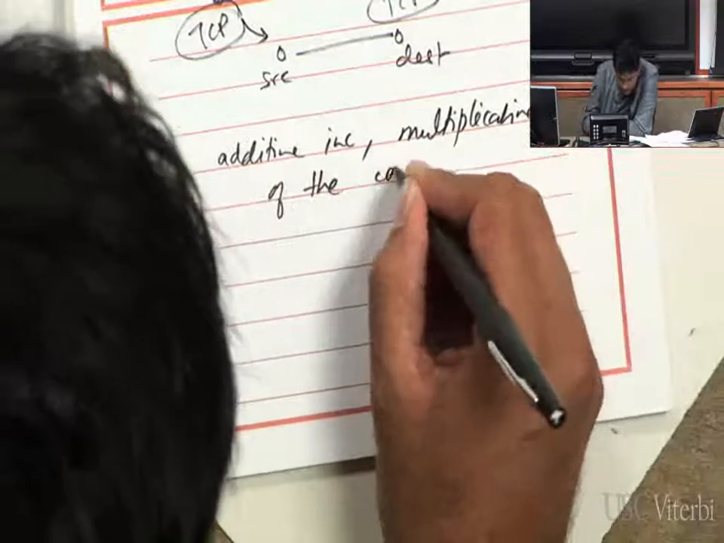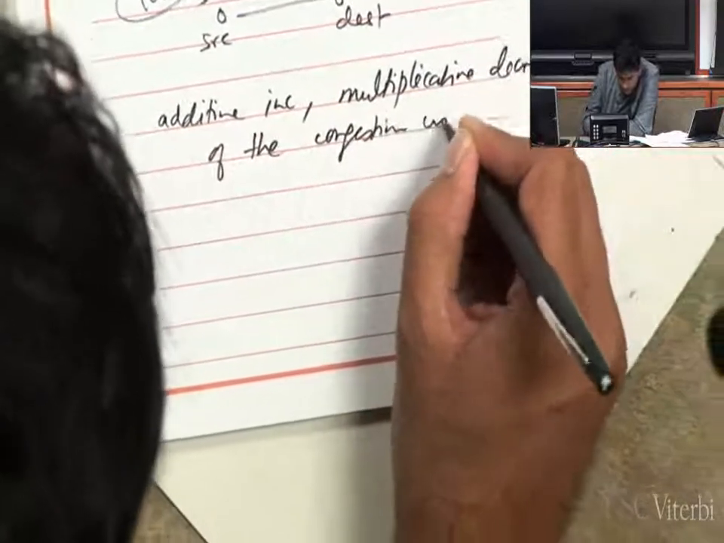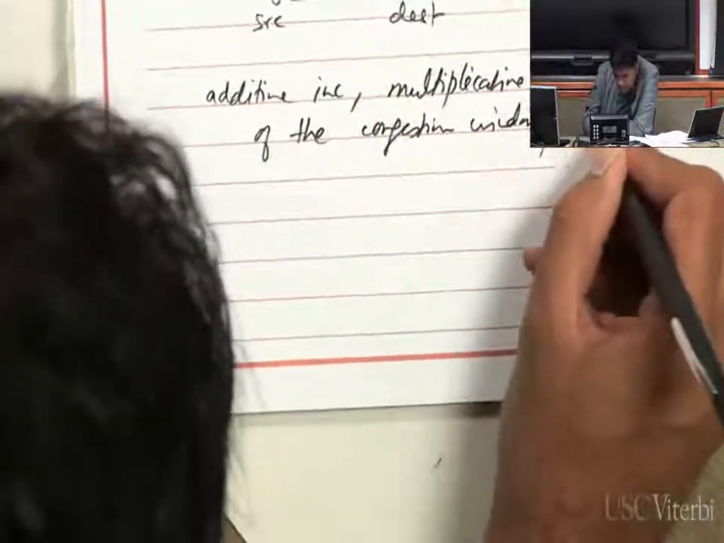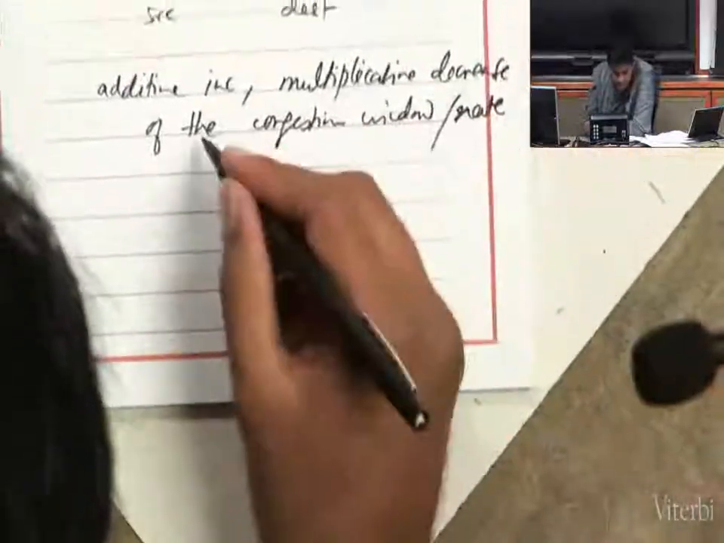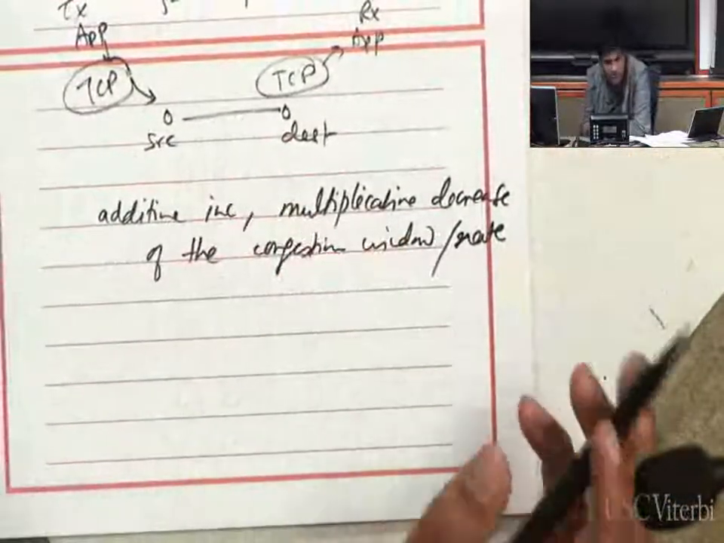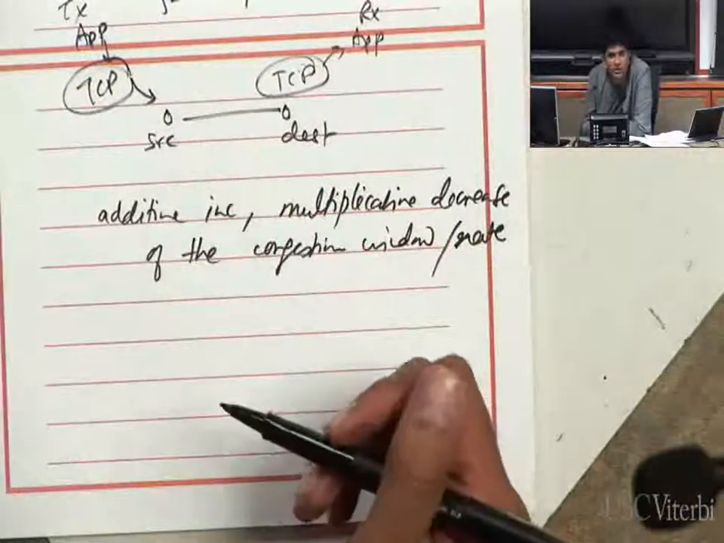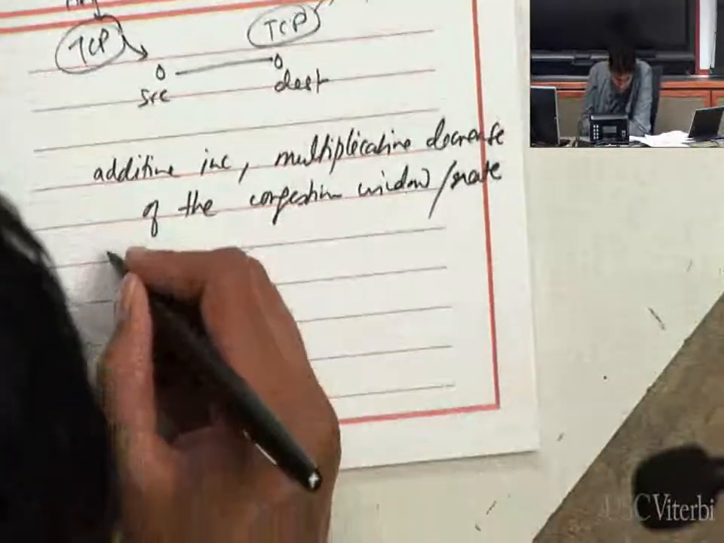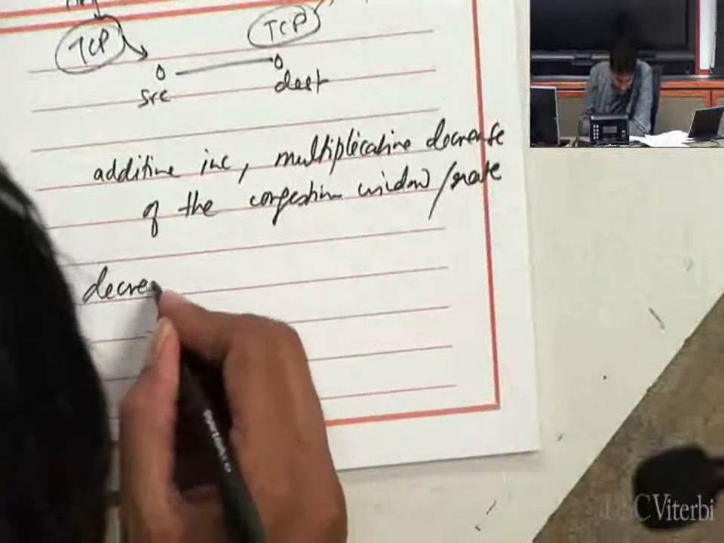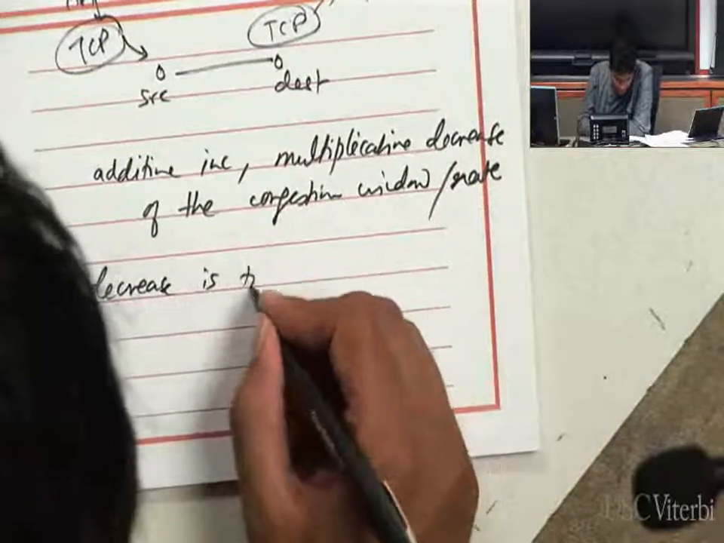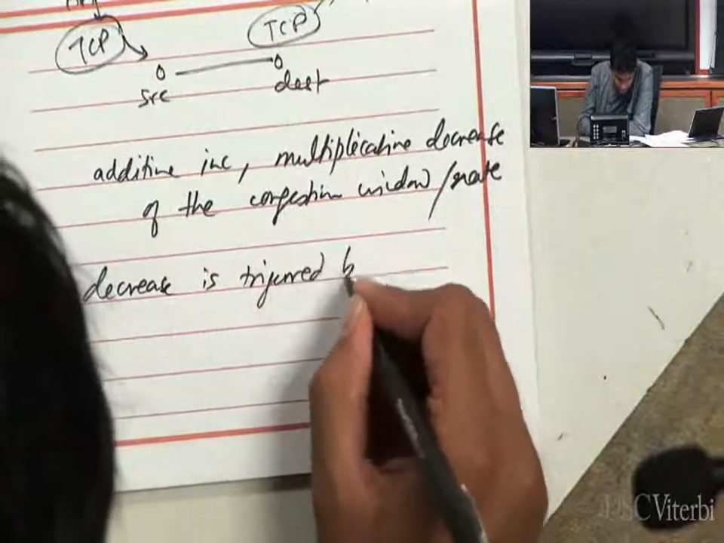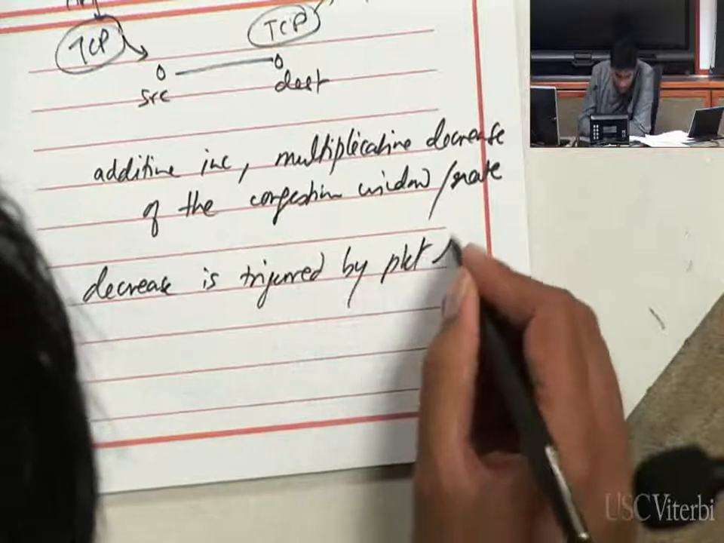Of the congestion window, or some people directly look at it from the lens of rate, like your data rate increases linearly. When you see losses occur, then you cut back. So the decrease is triggered by timeouts due to packet loss.